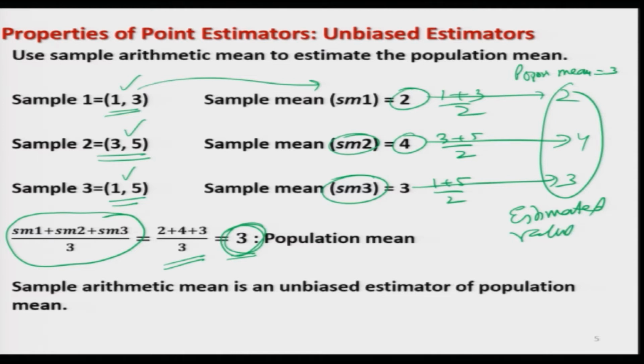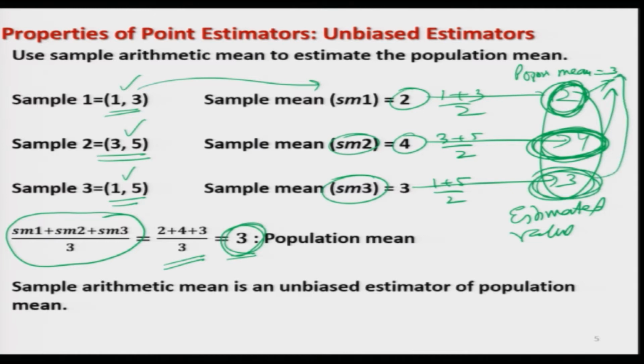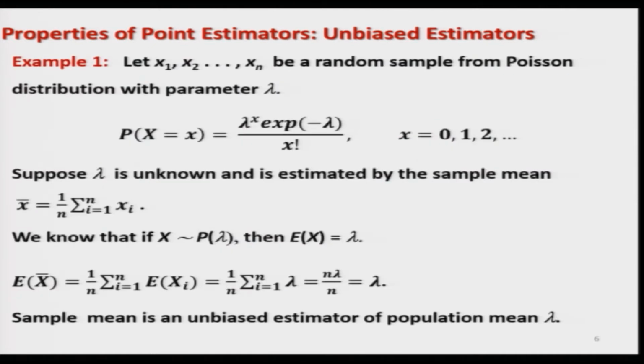Well, in practice you are going to have only one sample. So, if you get this sample, you get a sample mean 2. So, the deviation is only 2 different from 3. And suppose you get a sample whose sample mean comes out to be 4. You can see that the difference between 3 and 4 is only 1 unit, and similarly if you get a sample whose sample mean comes out to be 3, then the difference between 3 and 3 is exactly going to be 0. So, this is what we mean by the unbiasedness property of the estimator.